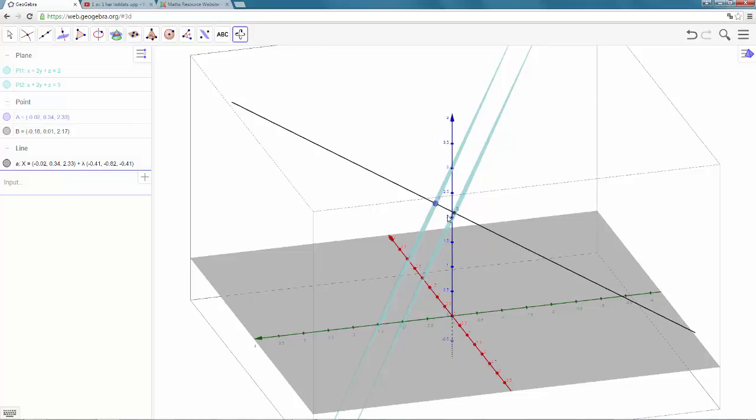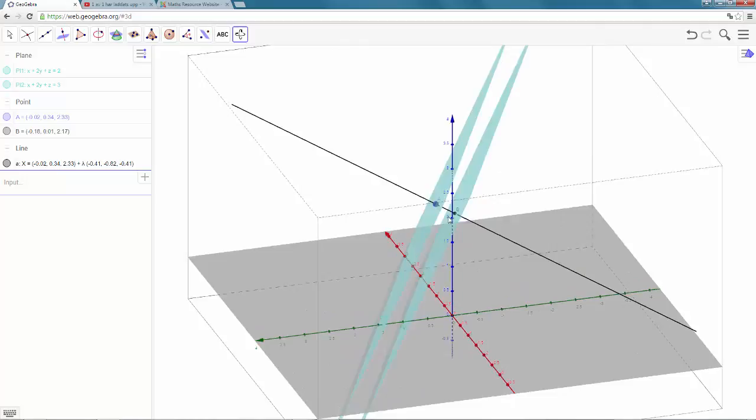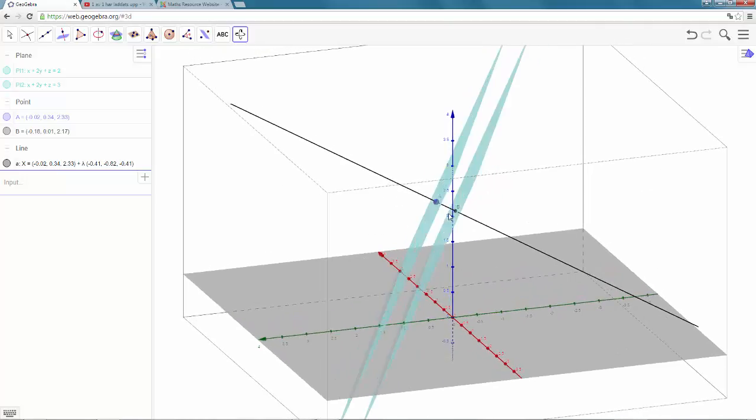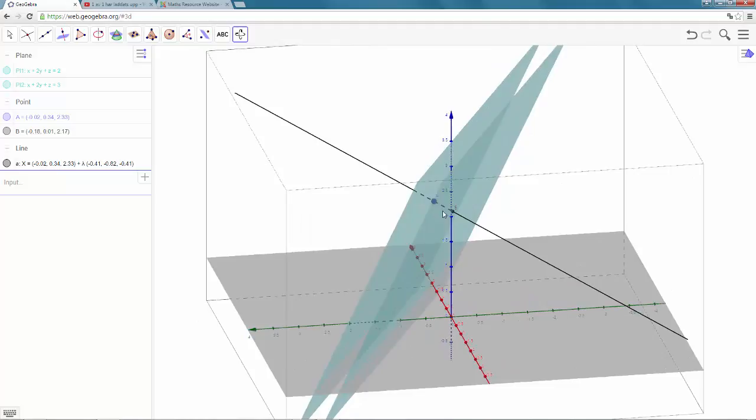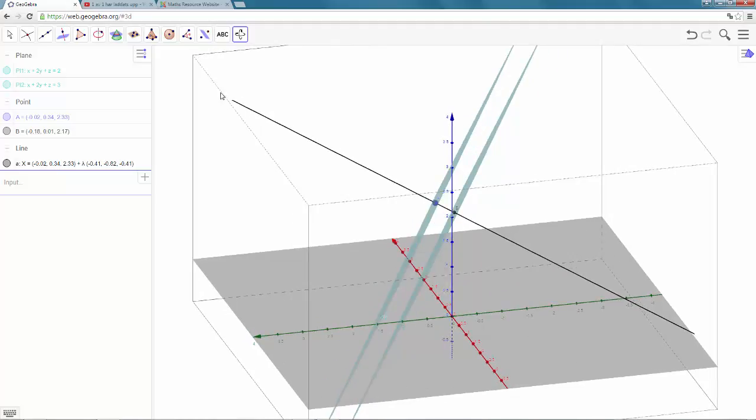Just going to rotate a little bit. Okay, so there we go. So since this line is perpendicular to both planes and we have 2 points in the plane, we can find the distance between the 2 points now. That would be the closest distance.